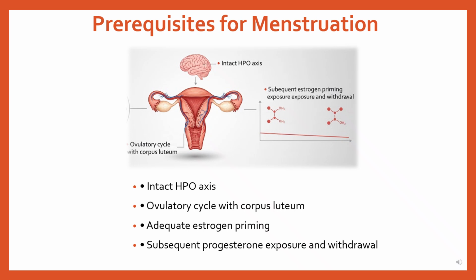For menstruation to occur, certain prerequisites must be fulfilled. First, there must be an intact hypothalamic pituitary ovarian axis. Second, ovulation must occur, leading to corpus luteum formation. Third, estrogen must adequately prime the endometrium, followed by progesterone exposure. Finally, withdrawal of progesterone is necessary to initiate menstruation. In the absence of ovulation, true progesterone withdrawal does not occur, which explains anovulatory bleeding patterns.